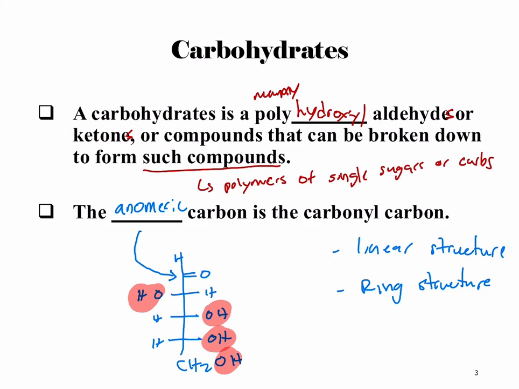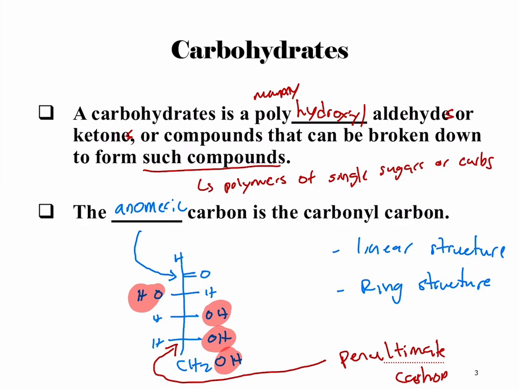And then we also have another carbon called the penultimate carbon. And that's going to be this carbon right there. The penultimate carbon is ultimately going to determine if the sugar is one enantiomer or another of each other. So back when we talked about chirality and stereochemistry, that is going to come into play when we talk about carbohydrates and amino acids.